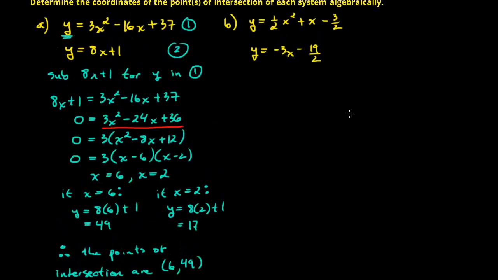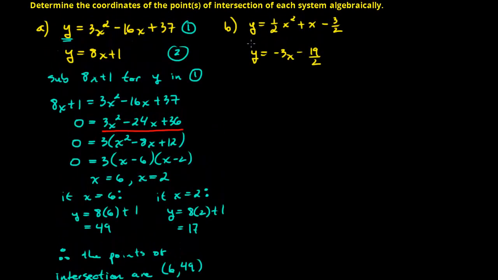Let's look at another example. In part B, we've got y is equal to 1/2 x squared plus x minus 3/2, and y is equal to negative 3x minus 19/2. So again here, let's relabel these equations. Let's call this equation 1, and let's call the second equation equation 2, and let's sub minus 3x minus 19/2 for y in equation 1.